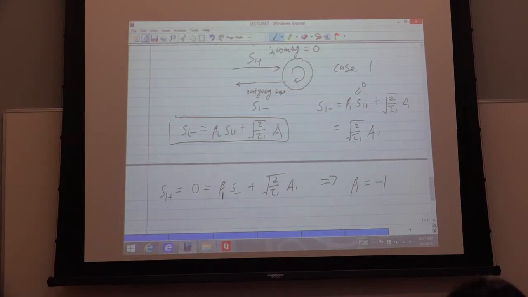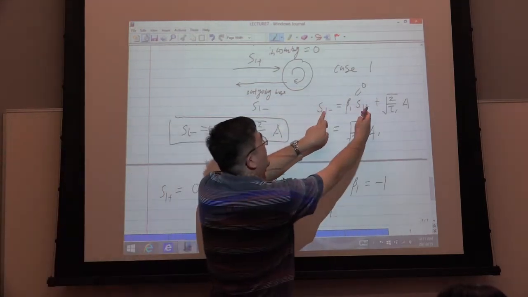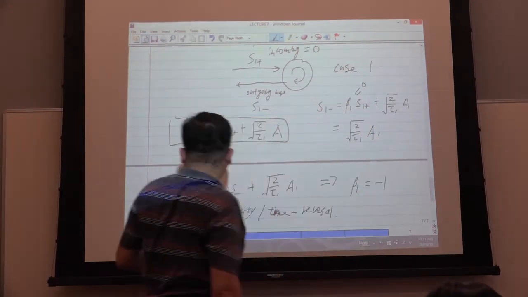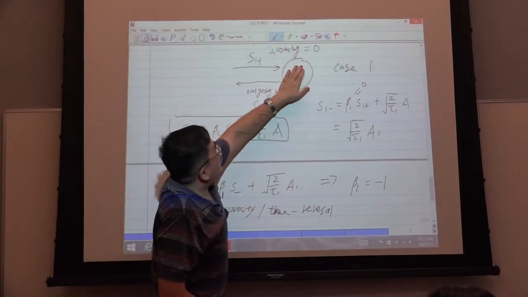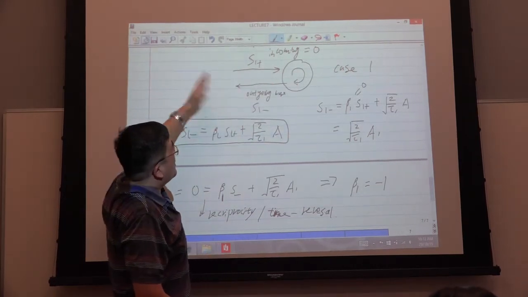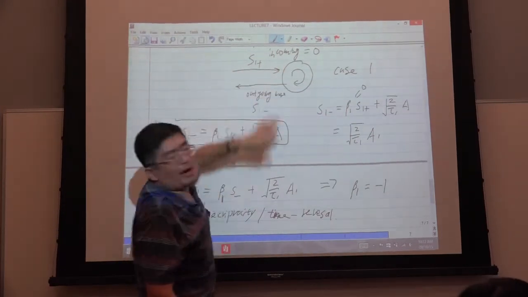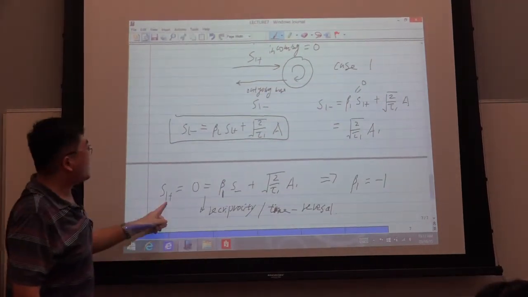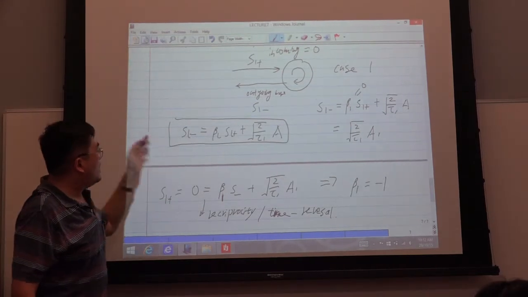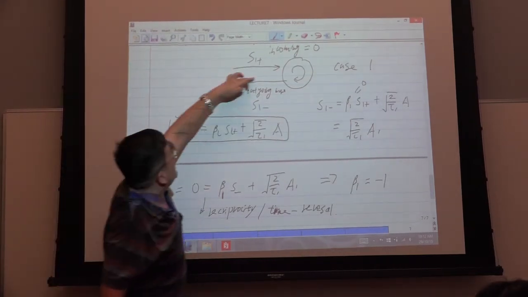This is the reciprocal theory, or time reversal, because it's lossless. What's the meaning of that? You can see initially I changed the role of S1 plus and SL plus. Initially, when a cavity couples to the outgoing wave, I move everything back. This becomes an incoming wave and I couple to the cavity. This part is 0. So I change the role.